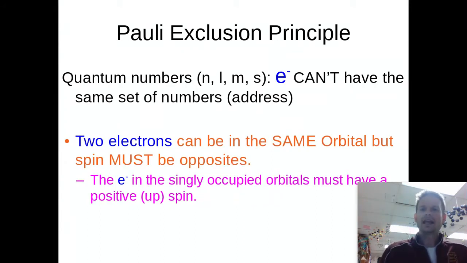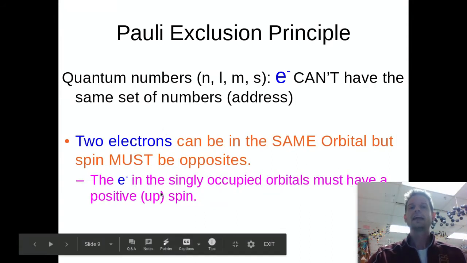If you're N, L, and M, if you are in the same state, in the same city, on the same road, you have to live on opposite sides of the street, right? That's what happens. The spin has to be different. This is where a positive and negative come in. We're actually just going to draw that out, right? They got to be opposite.